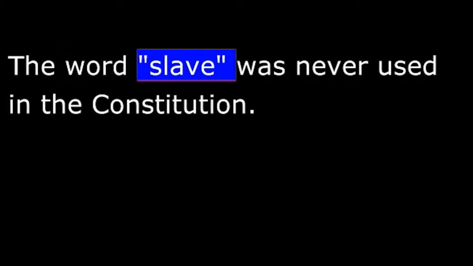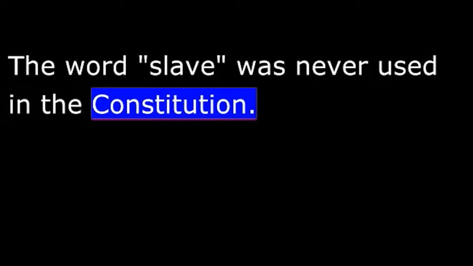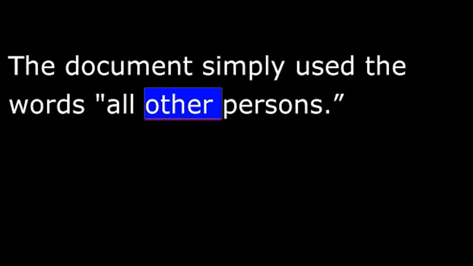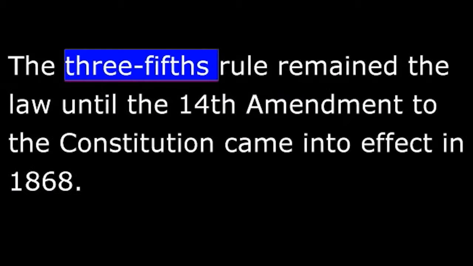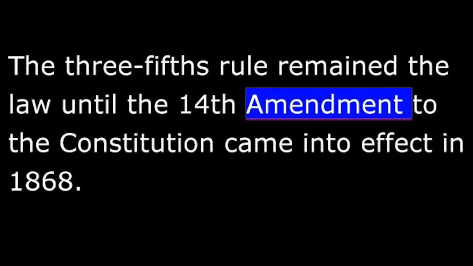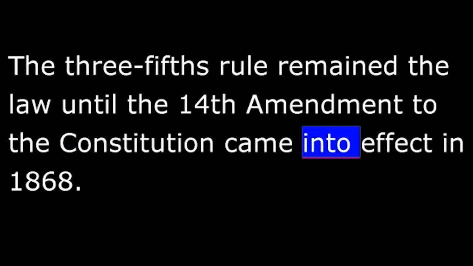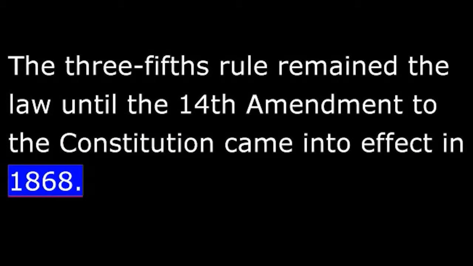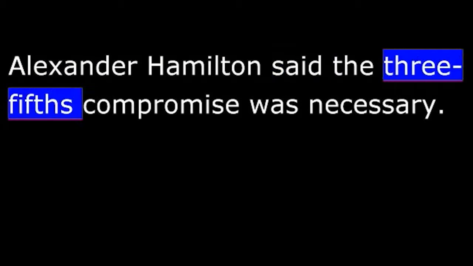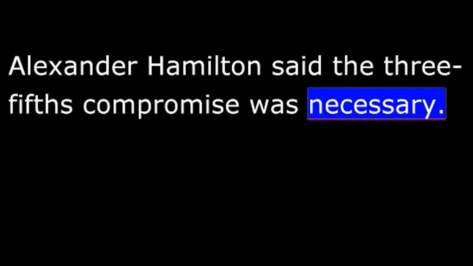The word slave was never used in the Constitution. The document simply used the words all other persons. The 3/5 rule remained the law until the 14th Amendment to the Constitution came into effect in 1868. Alexander Hamilton said the 3/5 compromise was necessary. Without it, he said, no union could possibly have been formed.